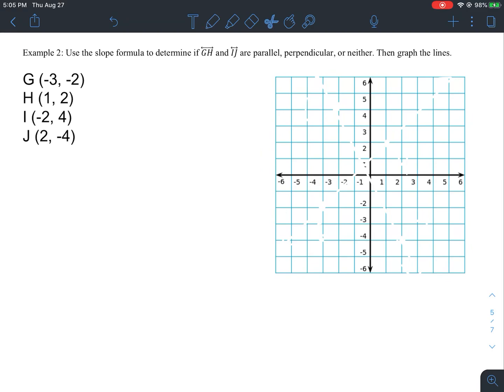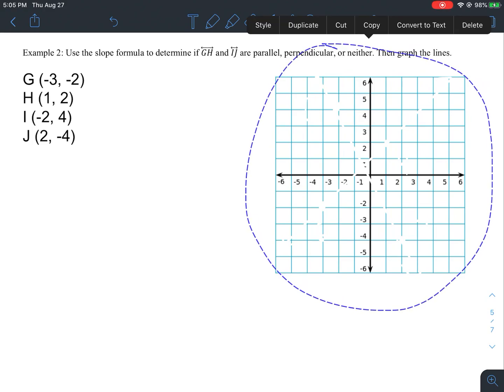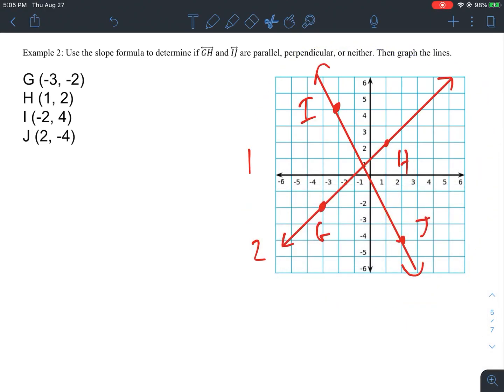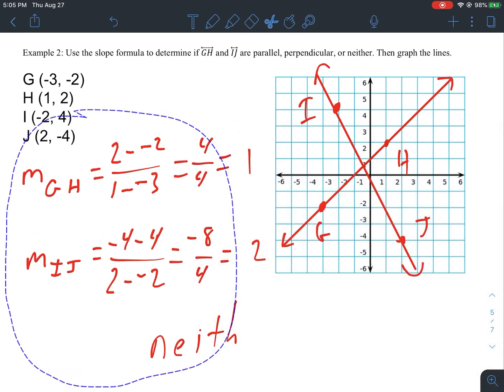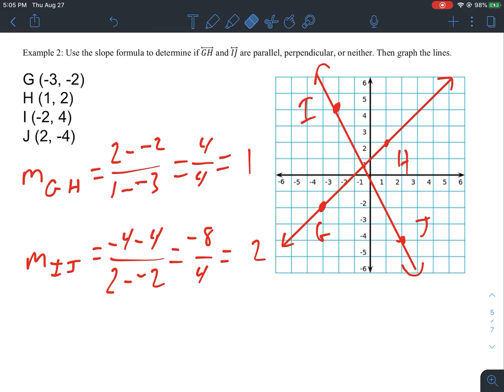Okay, for the second one, again, the first thing you want to do is plot our points and draw our lines. So here I have H, I, G, and J all plotted. And then we're going to find the slopes of GH and IJ. The slope of GH, we can reduce that down to 1. The slope of IJ, we can reduce that down to 2. Are 1 and 2 the same? Obviously not, so they're not parallel. Are 1 and 2 opposite reciprocals? So 1 is 1 over 1, 2 is 2 over 1. Are those opposites? No. Are those reciprocals? No. They're neither, but it doesn't matter because they're not opposite reciprocals. So they're not parallel and they're not perpendicular, which means these are neither.